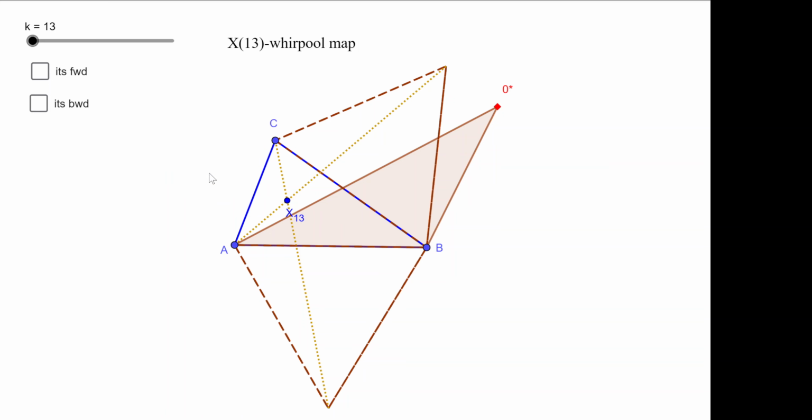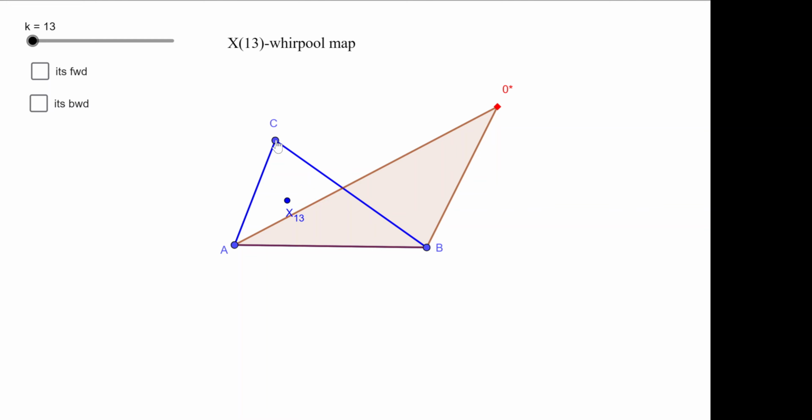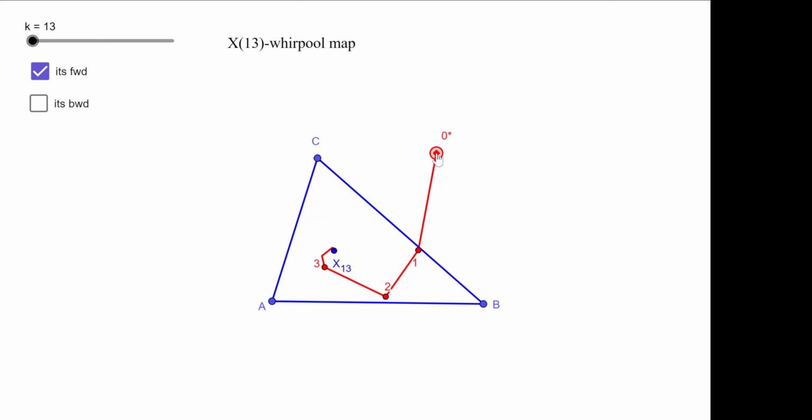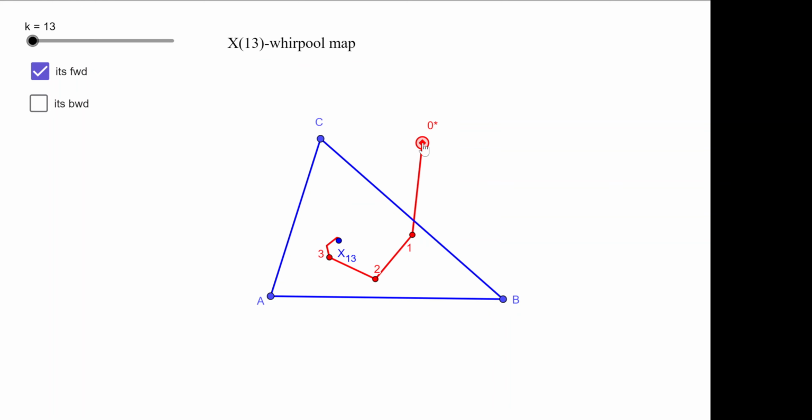Let me get rid of these construction polygons here because they're immaterial. What we noticed, very interestingly, is that for this type of iteration, what you end up getting is a path, or a polyline, if you will, a sequence of X13s that converge to the X13 of ABC. So this was the only triangle center for which the whirlpool iteration does not converge to a triangle, it converges to a point, specifically to X13 of ABC.